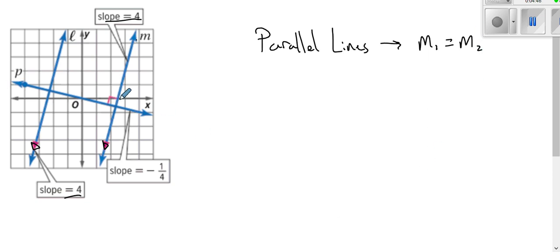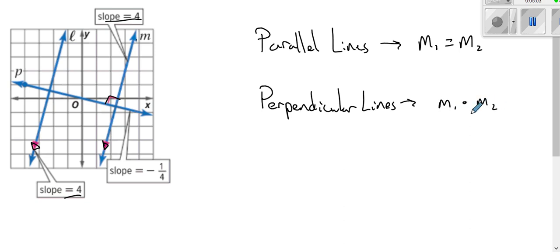Perpendicular lines, so notice this line is perpendicular to both these actually, but let's just look at one of them. Perpendicular lines, okay, if you take the slope of one of them and you multiply it by the slope of the other one, if they're perpendicular lines, it's going to equal -1. Some people call this a negative reciprocal. Basically, it's the reciprocal of the number and the sign is switched. So 4 becomes -1/4. Okay?